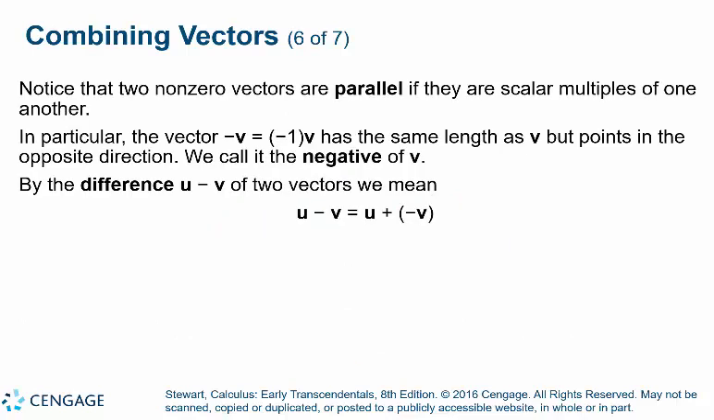All right, so notice that two non-zero vectors are parallel if they are scalar multiples of one another. In particular, the vector -v, which is equal to -1 times v, has the same length as v, but points in the opposite direction. So we call it the negative of v. By the difference u minus v of two vectors, we mean that u minus v is the same thing as u plus -v.